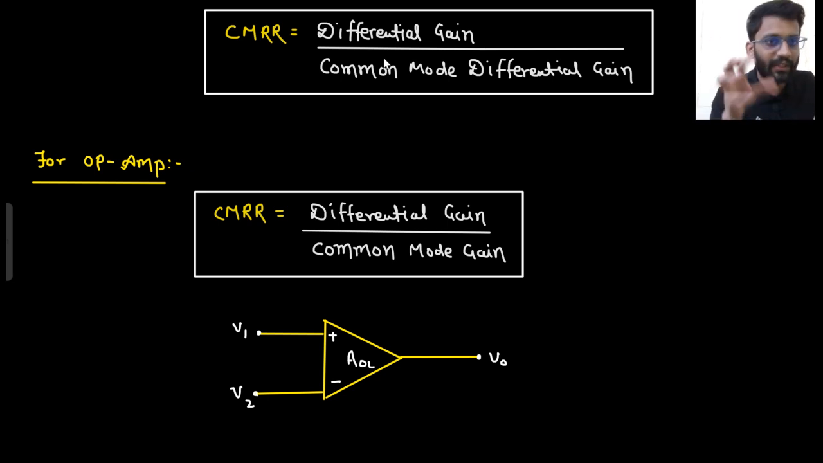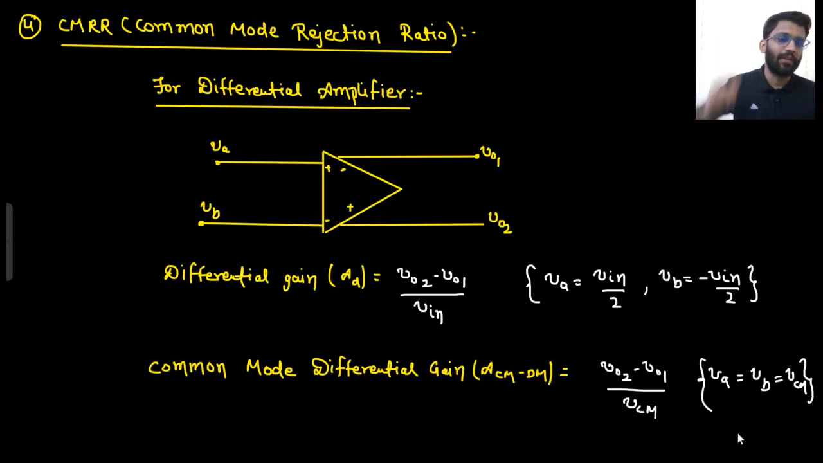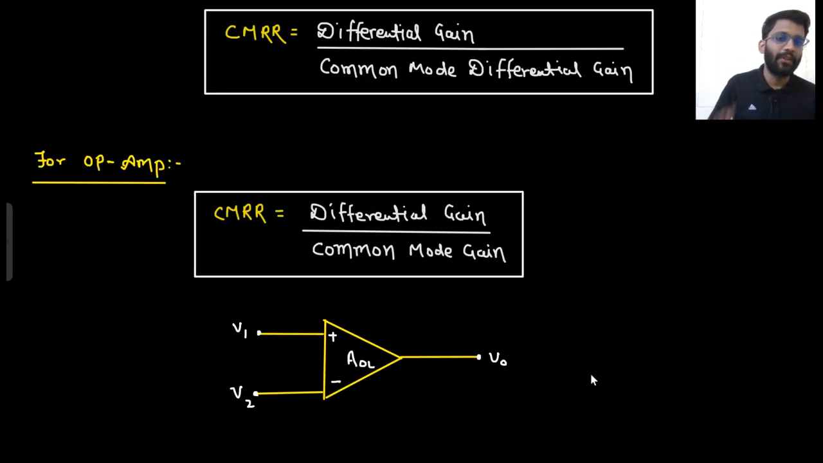But for the OpAmp as well, we can define the CMRR value. But that value is defined as differential gain divided by common mode gain. It is actually differential gain divided by common mode differential gain only. But what is the scene in the OpAmp? In the OpAmp, output is only one. In the differential amplifier, there were two outputs. In this, only output is one.